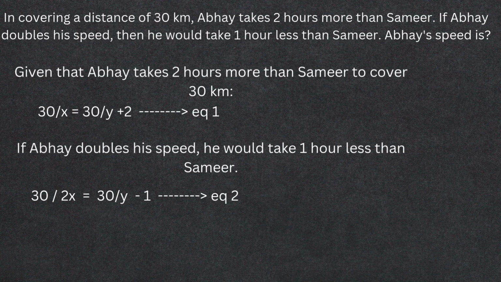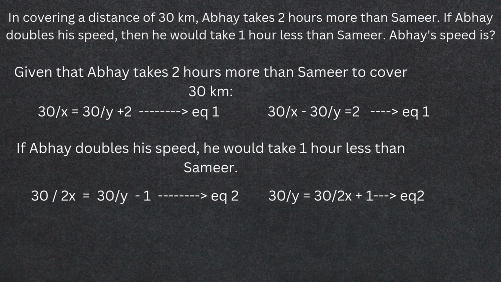Let's go for the second condition. If Abhi doubles his speed, he would take 1 hour less than Samir. So, if Abhi doubles his speed, that means 2x. His new time will then be 30 by 2x. Samir's time remains 30 by y. Since now he takes 1 hour less than Samir, let's create an equation for this: 30 by 2x is equal to 30 by y minus 1. This was the second equation. Now we've got equation 1 and equation 2. Let's solve for x.